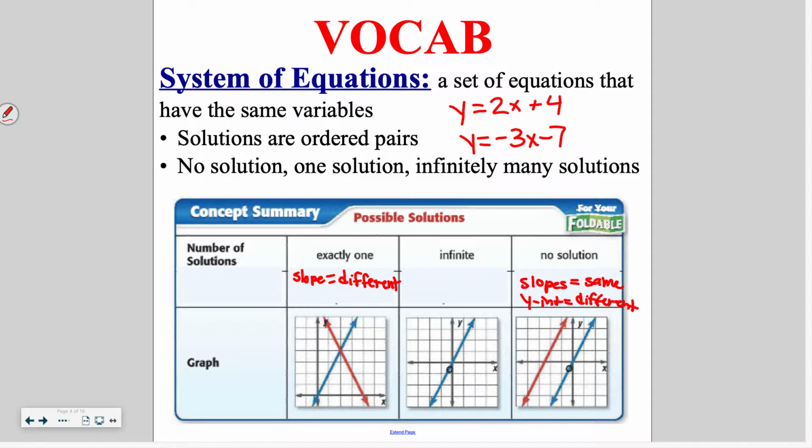And then our last option is infinitely many solutions. What this means is that it's the exact same line. So the slope is the same and the y-intercept is the same. So it's the exact same line, and that red line would be right on top of that blue line. It's two different equations directing you to the same line.